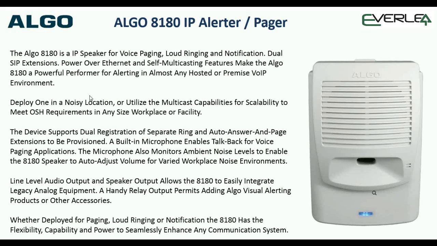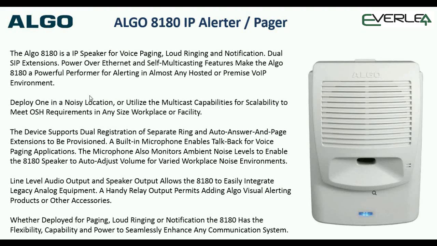Now, using one of the SIP registrations on this unit, we can make it so that when that SIP registration is rung, the 8180 will ring on an incoming call. The volume can be adjusted up and down as needed, or it can actually be dynamic depending on the ambient noise and the environment that the 8180 is in.